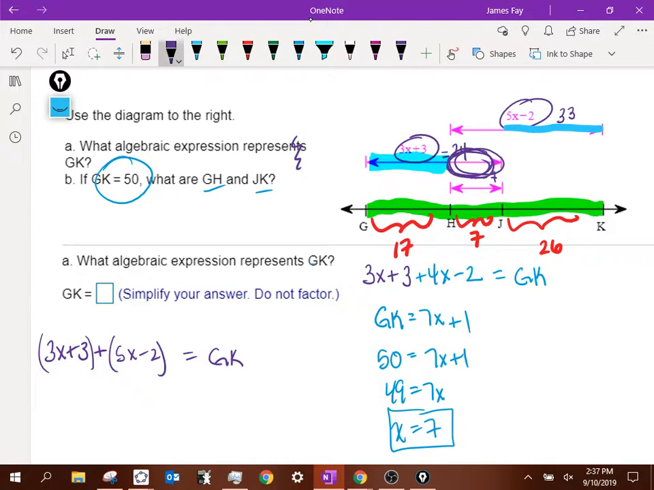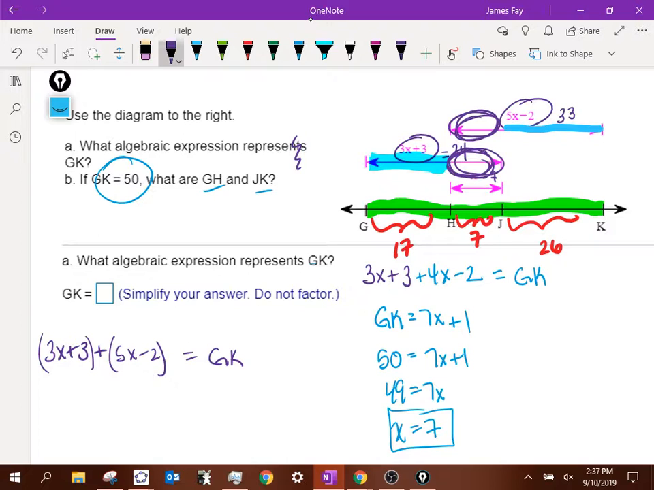And in the 5x minus 2, I incorporate the same exact distance. So when I write 3x plus 3 plus 5x minus 2, I've actually incorporated that distance that I circled up there 2 times. If I walk from G to K, I don't walk HJ twice, right? I should only walk HJ once. So I need to remove HJ out of there.